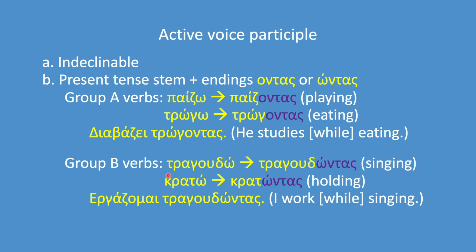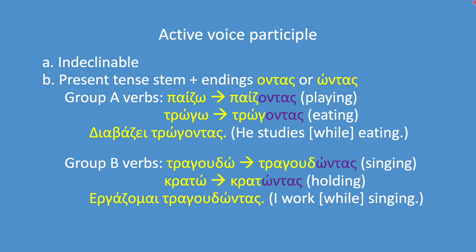The same way for the group B verbs, the verbs that end in omega with the accent on the omega, like τραγουδώ. When we take away the ending omega, we are left with the stem, in this case τραγουδ-. We attach the ending -ώντας and we get τραγουδώντας. Another example, κρατώ, κρατώντας.